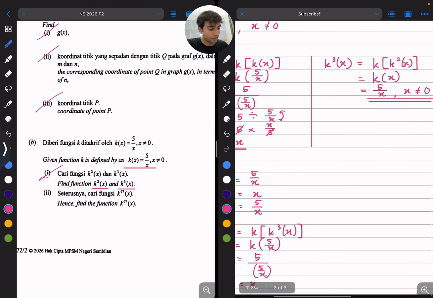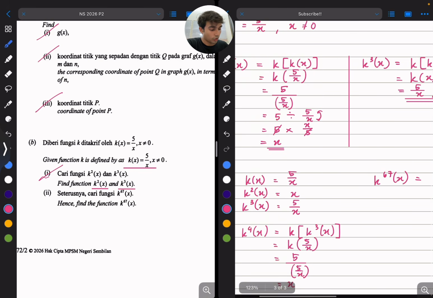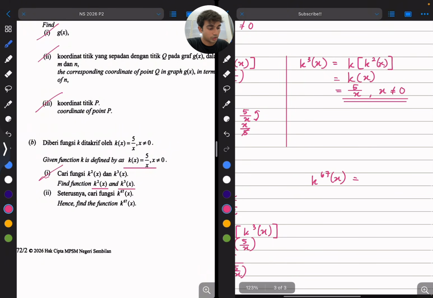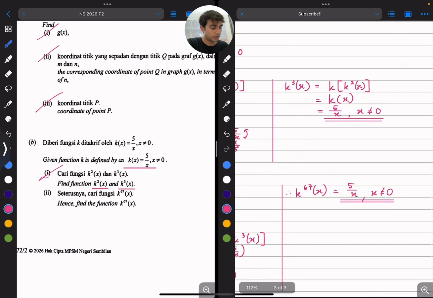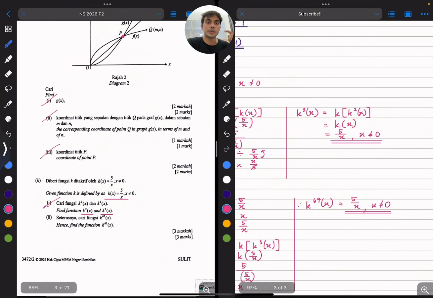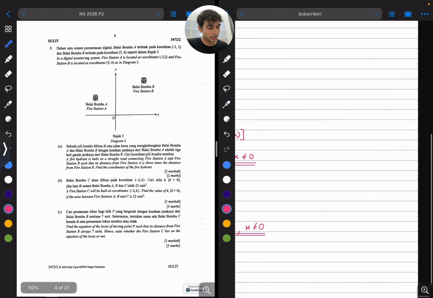So k^67 is an odd number. Odd number means it must follow this pattern, 5 over x. So k^67(x) will be 5 over x. Don't forget your condition, x cannot be 0. This will be our final answer. Okay, so it just repeats the pattern over and over again. Done. All right, question 3.